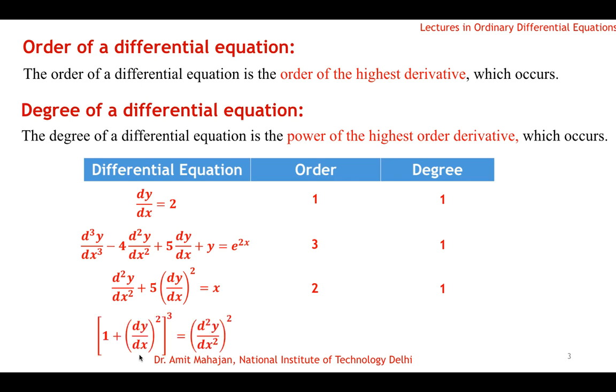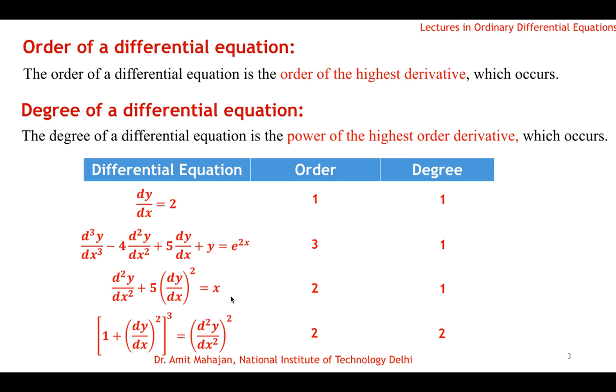(1 plus dy by dx whole square) whole cube is equal to (d2y by dx square) whole square. Okay, so find out the highest derivative. The constant number; dy by dx is the first derivative, d2y by dx square is the second derivative term. So the second derivative term is the highest derivative term, so the order becomes 2, and the power of this term is 2, so the degree is also 2. Okay, so order is 2, degree is 2. So this way we can check the order and degree of a differential equation.